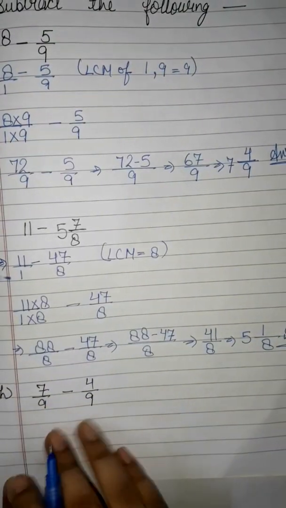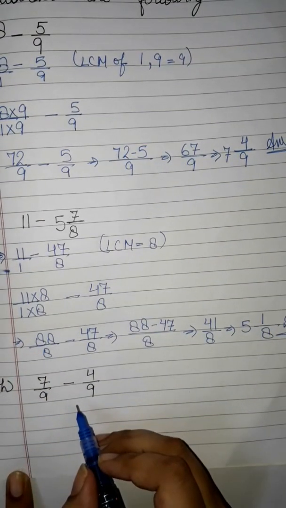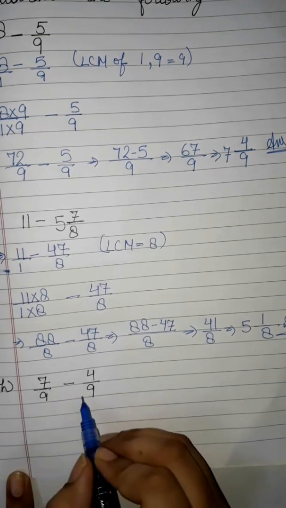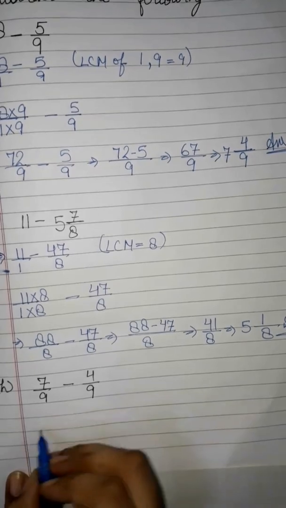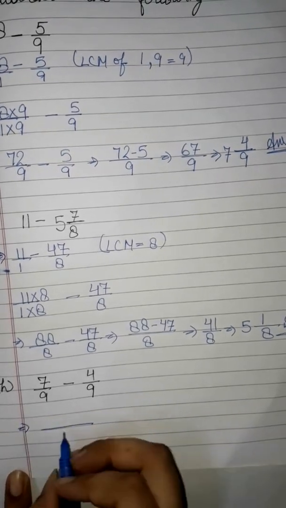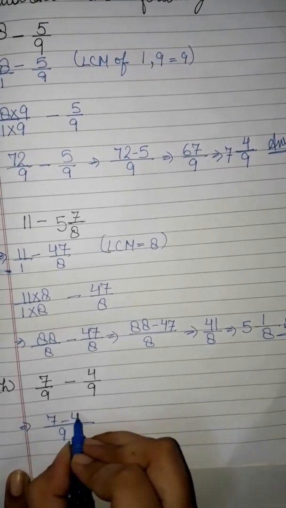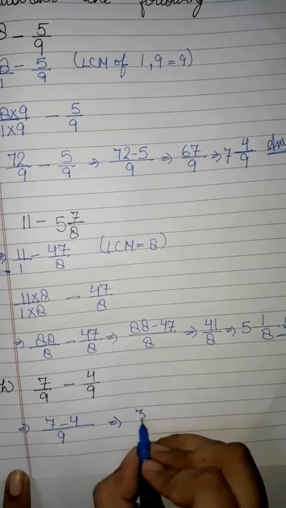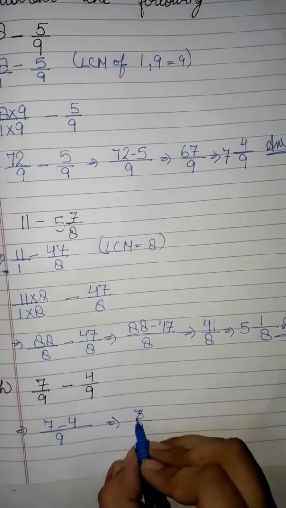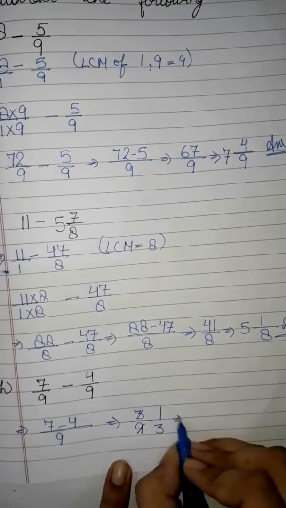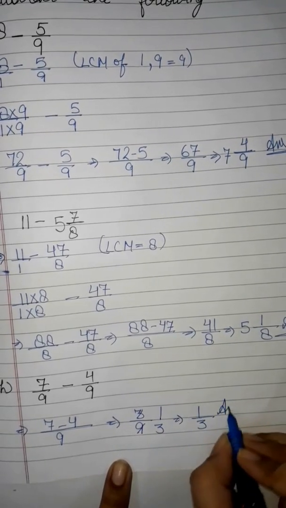Now see H part. Now you have to do the subtraction of like fraction. Like means the denominators are same. So no need of taking the LCM. Simply we can write together 7 minus 4. We get 3 by 9. Now children, this we can reduce it. 3 1s are 3 and 3 3s are 9. So the answer is 1 by 3.